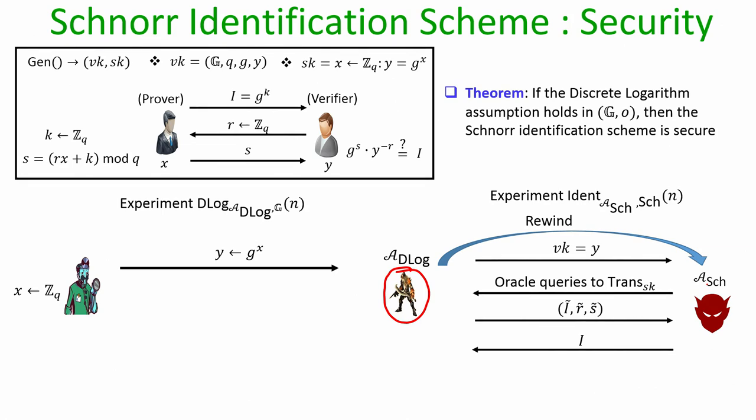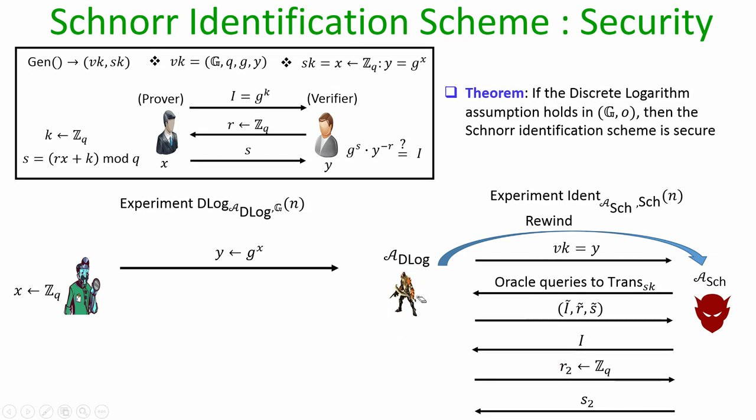Namely, it asks the adversary to please go back 2 steps, to the step where it submitted the commitment I. I now want to test you with a new challenge, say R2, which is randomly chosen from the set Z_q. And this adversary against the identification scheme has to now respond corresponding to the challenge R2. So, it responds with S2.